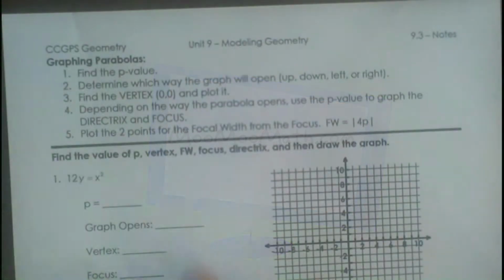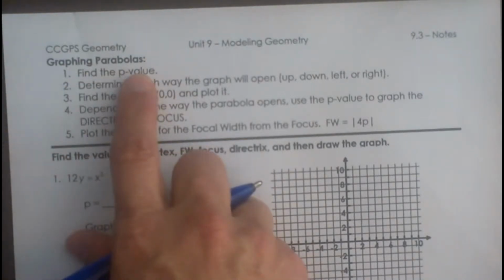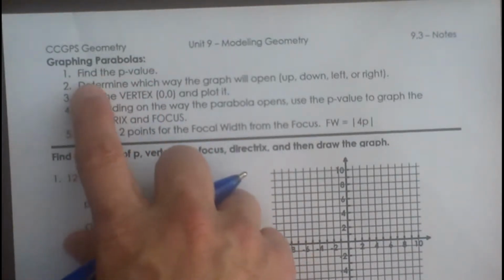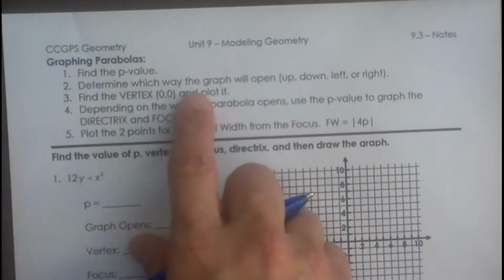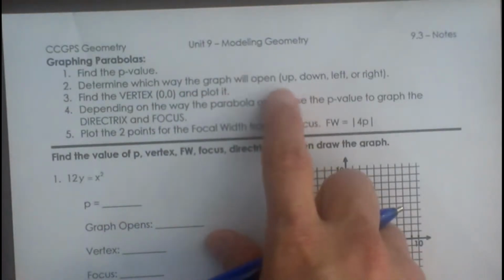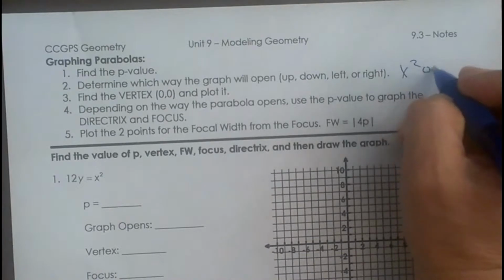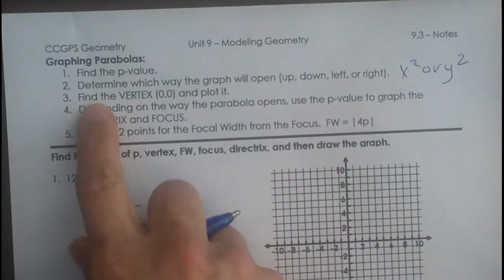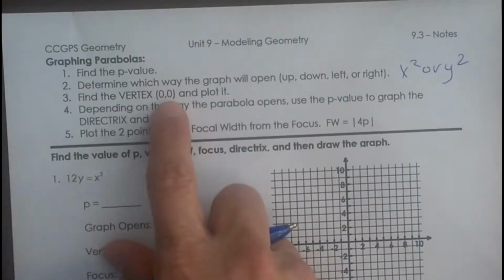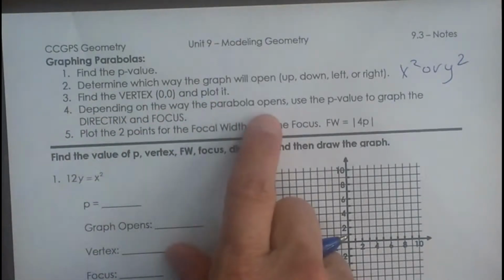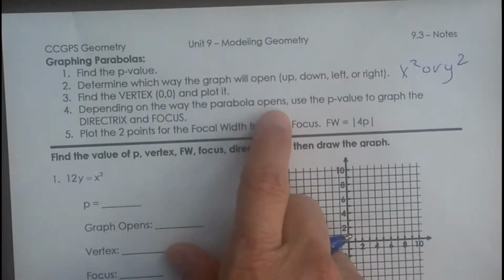So, second page, we've got finding the value p. So the first thing we have to do when we go to graph is find the value p. Then we're going to determine which way it faces, up, down, left, or right, by looking at either the x squared or the y squared. Okay, find the vertex, and we know in these problems it's going to be (0, 0), and plot it.